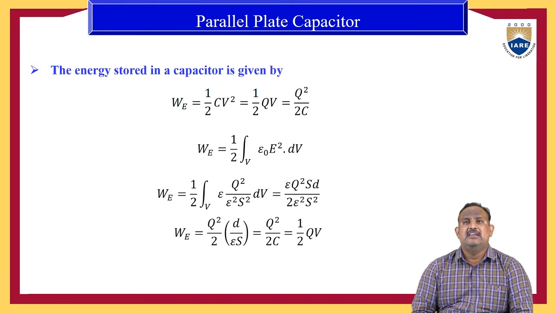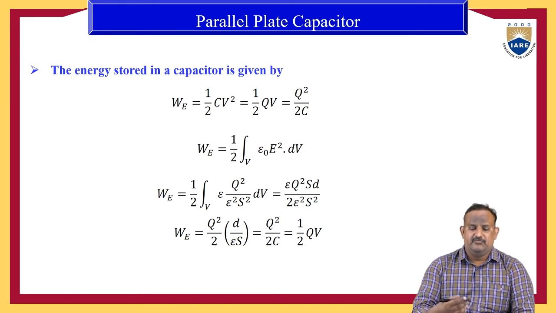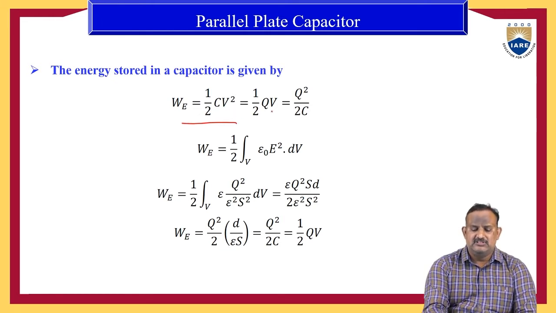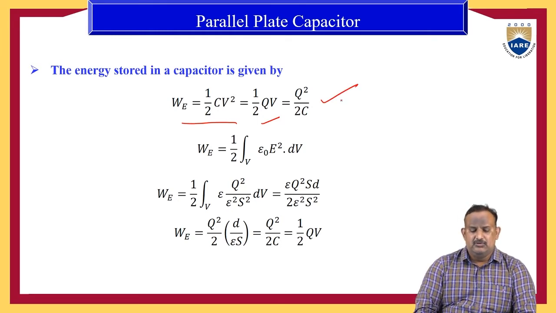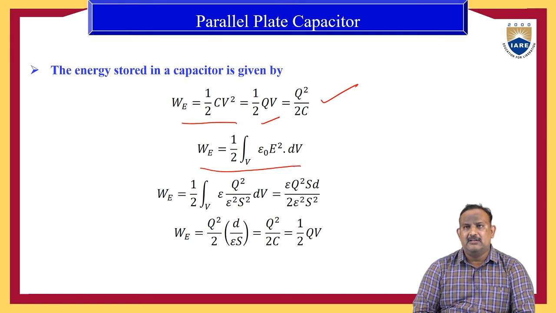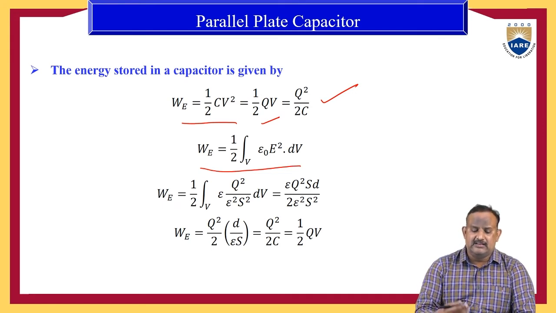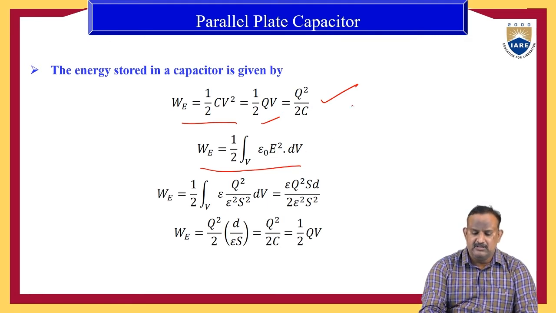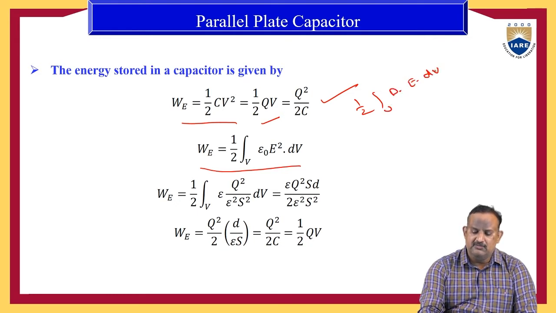Now we can find the energy stored in a parallel plate capacitor. The energy stored W is equal to half CV square, which is nothing but QV by 2, or Q square by 2C. We know the formula: the energy stored is half into the volume integral of epsilon naught E square dV, or half into the volume integral of D dot E dV. But we know that D is equal to epsilon naught E, so the formula is half into the volume integral epsilon naught E square dV.